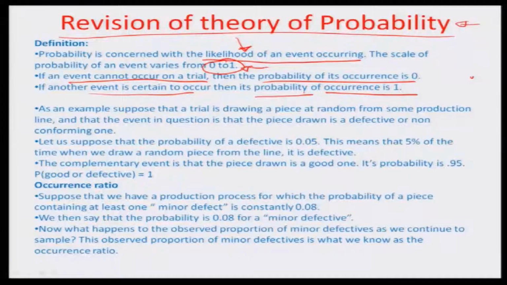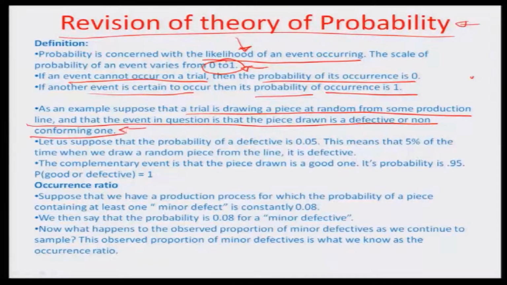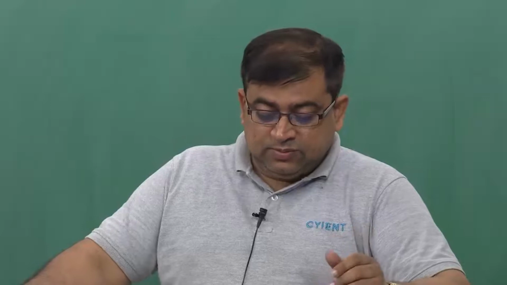So you can take an example, for example a trial is drawing a piece at random from some production line, and the event in question is that the piece drawn is a defective or a non-conforming one. So let us suppose that the probability of a defective is about 5%. So therefore in 100 parts about 5 parts may not meet the quality specification. So it means that 5% of the times when we draw a random piece from the line it will be defective, and 95% of the times if we draw a random piece from the line it will be non-defective or conforming to the specifications.